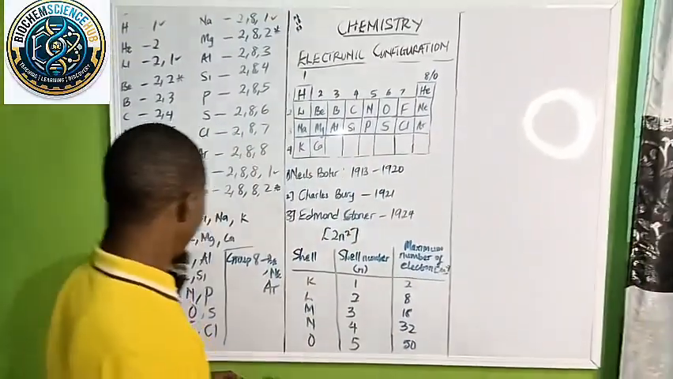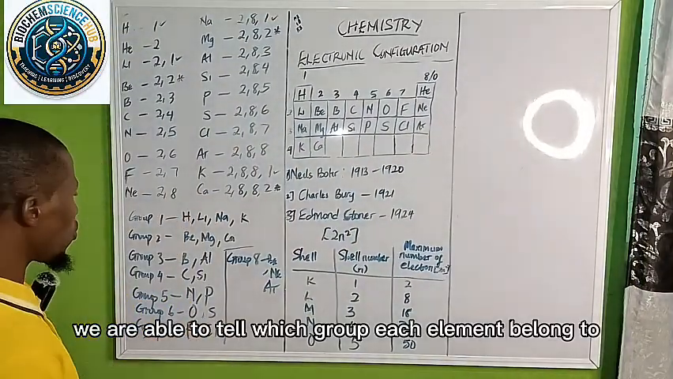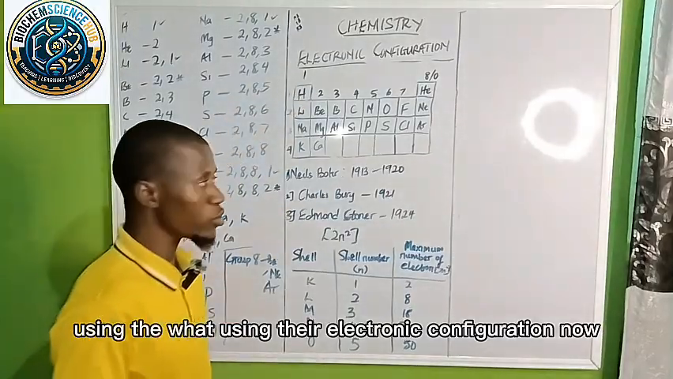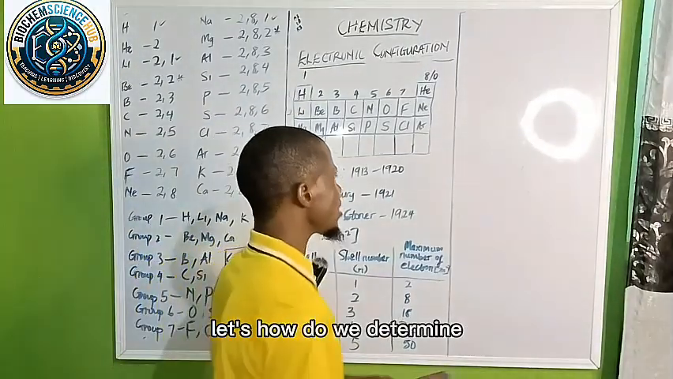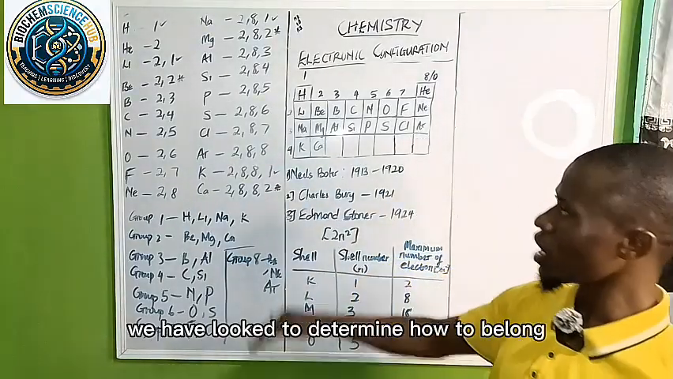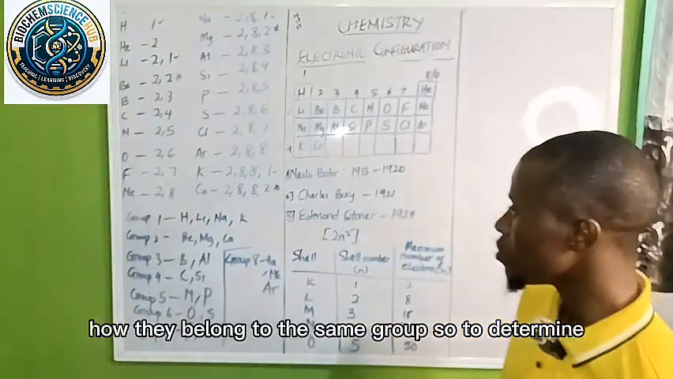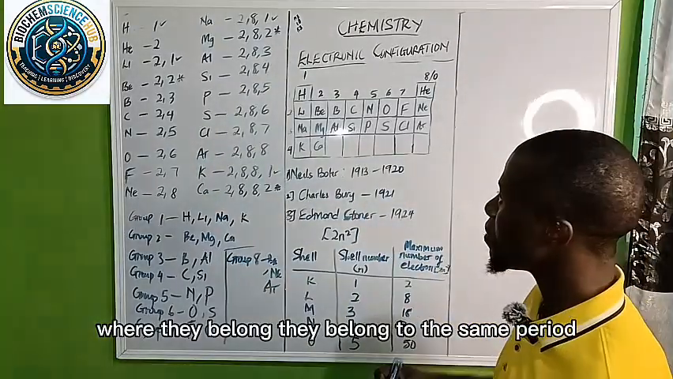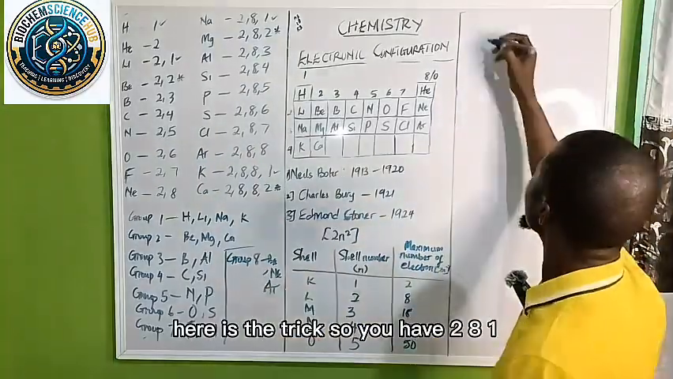So we are able to tell which group each element belongs to using the what? Using their electronic configuration. Now, how do we determine if they belong to the same period? We have looked at how to determine if they belong to the same group. So to determine whether they belong to the same period, here is the trick.